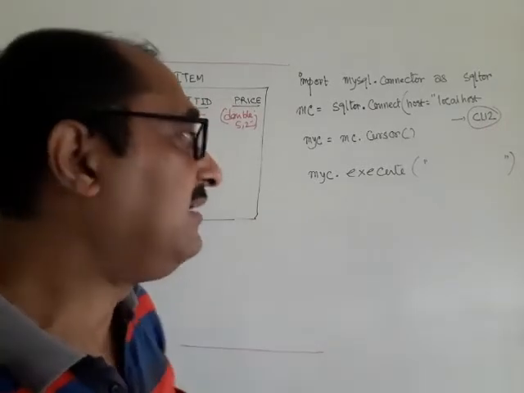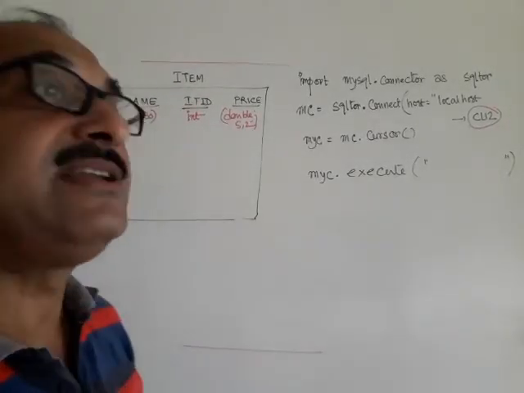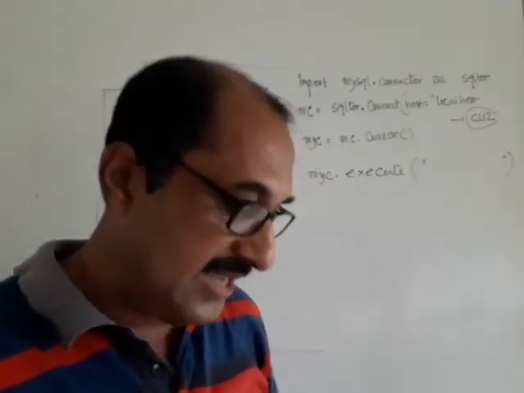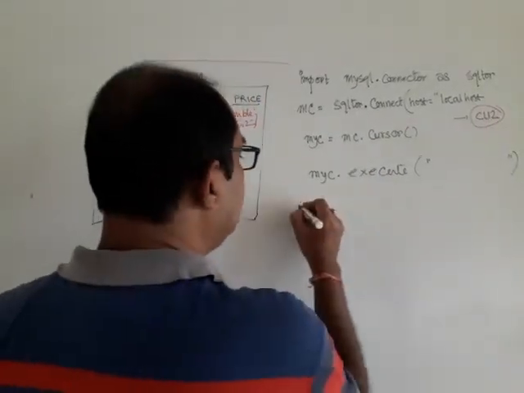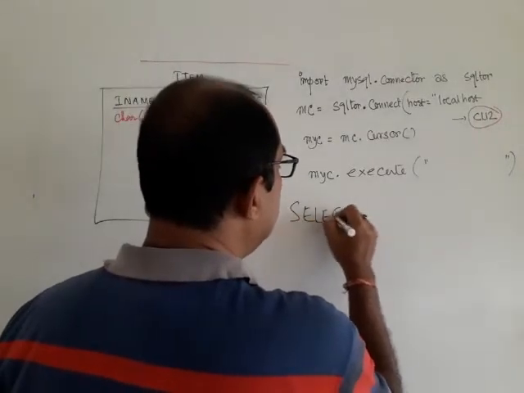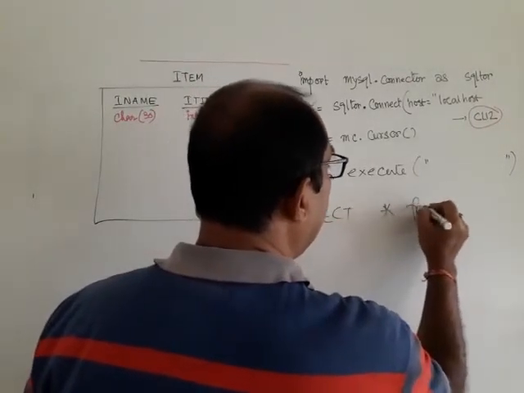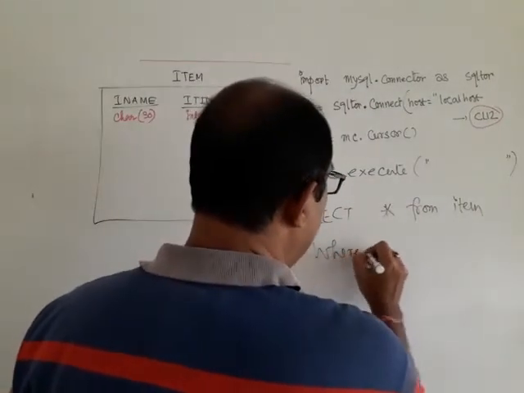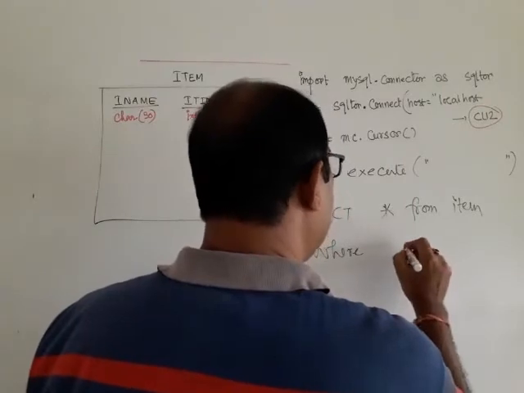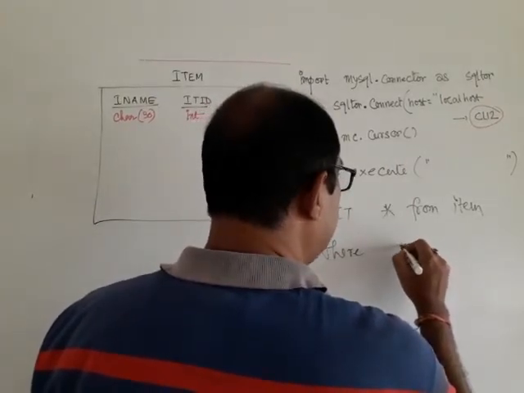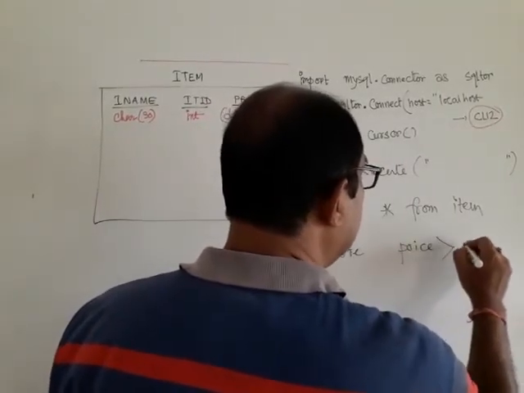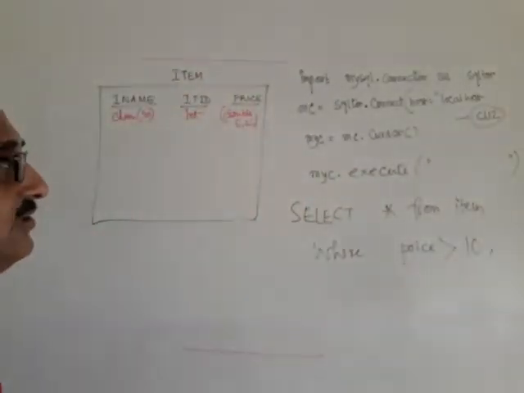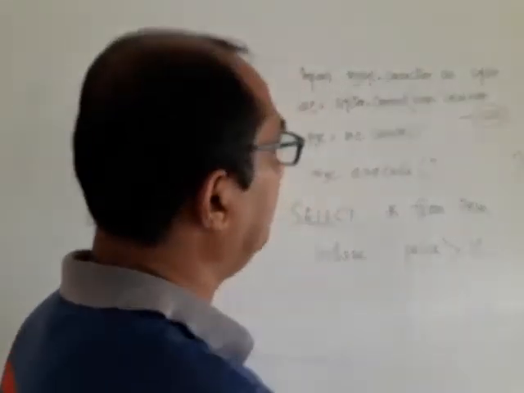Today what we are going to learn is called parameterized query. I want to execute one particular query. Say I want to execute this particular command. What is my command? I want to execute select star from item, where I want to give a condition here. My condition is say where the price is greater than 10 rupees. This is the query I want to execute from this Python program.